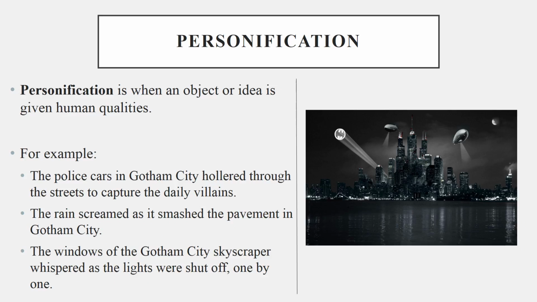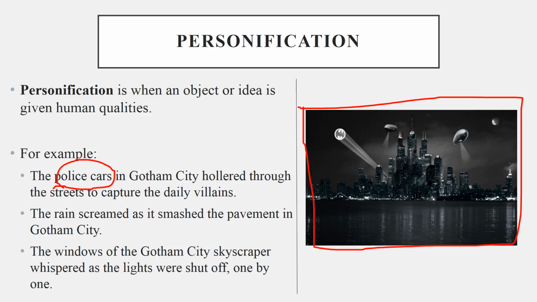Next, we have personification. Personification is when an object or idea is given human qualities. So, from here on the right, we have Gotham City. It can be a police car, it can be anything that isn't human. So for example, the police cars in Gotham City hollered through the streets to capture the daily villains. The police cars are given a human-like quality, hollering.